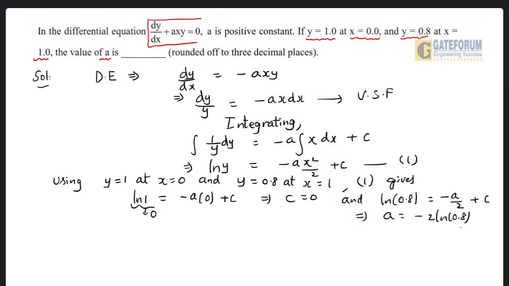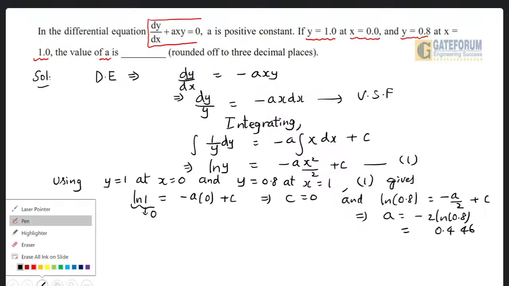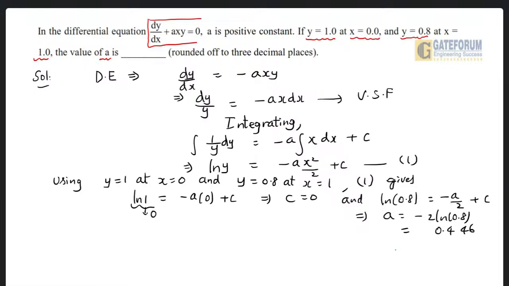Log 1 is 0. So, logarithm of a number between 0 and 1: logarithm is defined for positive numbers, so between 0 and 1 the logarithm is always a negative quantity. So please find log 0.8 on the calculator. Using that you will be getting 0.446. Up to 3 decimal places they have asked. Please check, all of you. You have to find the natural logarithm in the calculator, the basic logarithm. The ln operator is there.